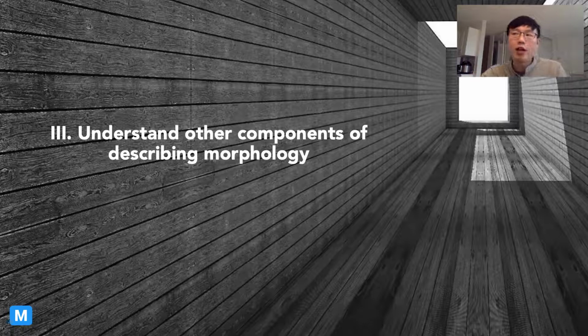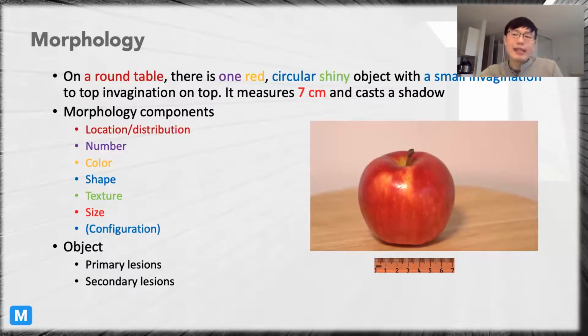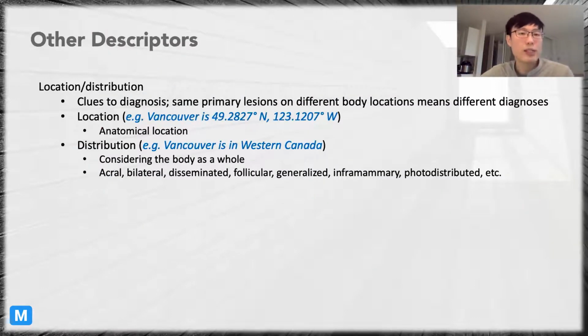Okay, so we're going to move on and talk about other components of describing the morphology. Besides the primary and secondary lesions, we also have location, number, color, shape, texture, size and configuration. I'm going to go through some examples and show you why it is important to pay attention to those different factors. So the first one is location. Location can give you a clue to diagnosis, because the same primary lesions on different parts of the body can give you different diagnoses.